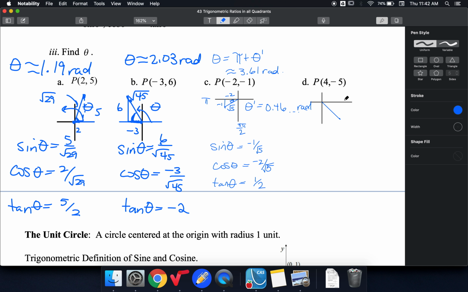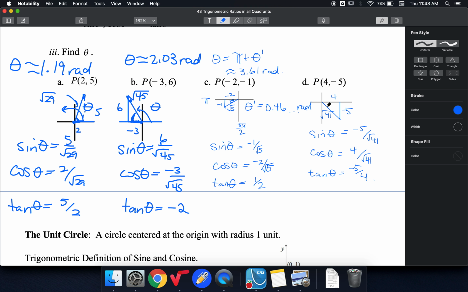So for example here, I've got +4, -5. 25 and 16 is 41, so that's going to be square root of 41. So sine value is going to be -5 over root 41. Cosine value, 4 over root 41. Tangent is going to be negative because I have -5 over +4.